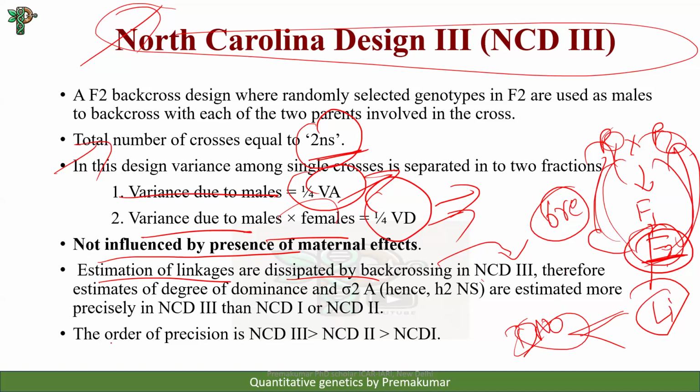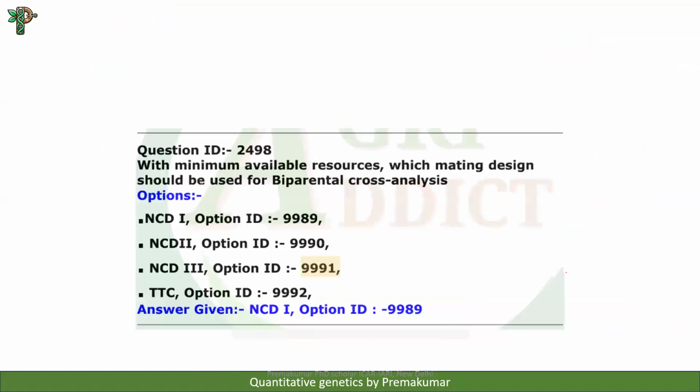Then, when we are estimating the genetic components through NCD3, it has maximum precision over NCD2 and NCD1. And NCD3 requires very minimal area compared to NCD2 and NCD1. You can solve this with the minimum available resources. Which mating design should be used for biometrical cross analysis? NCD3 will be the best answer.